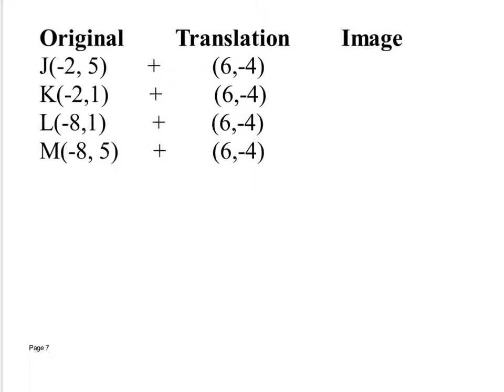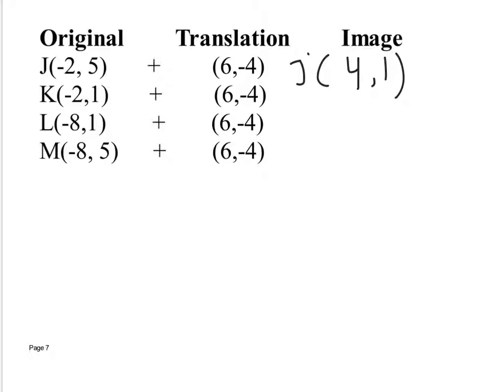So what we're going to do is we're going to take 6 and we're going to add it to -2, and we're going to subtract 4 from 5. So my image, my J prime, is going to be at 4, 1. Does that make sense? Because -2 plus 6 is 4, and 5 minus 4 is 1. Does anyone have any questions about J prime?